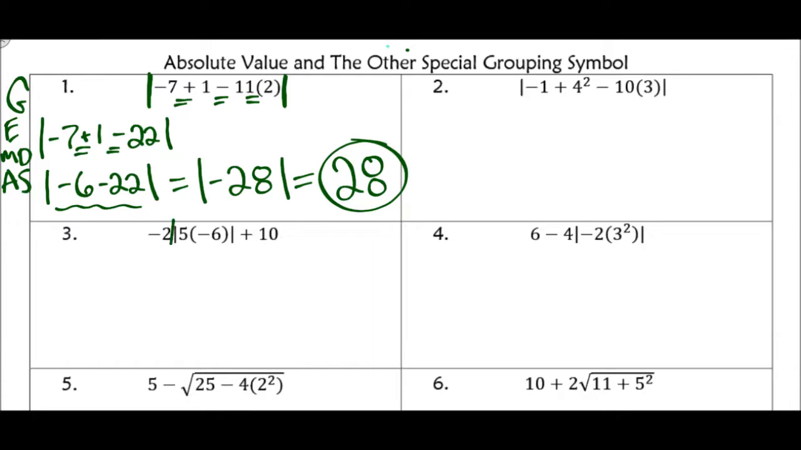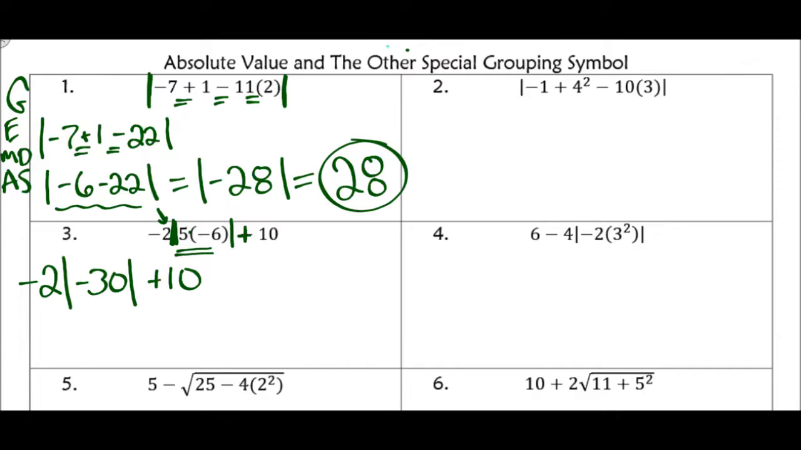Here we have the absolute value bars and a number outside of it. So again, I'm multiplying there. It's -2 times whatever I get from the absolute value part, and then plus an extra 10. Still have to do inside of there first. So 5 times -6. That gives me -2, absolute value of -30 plus 10.